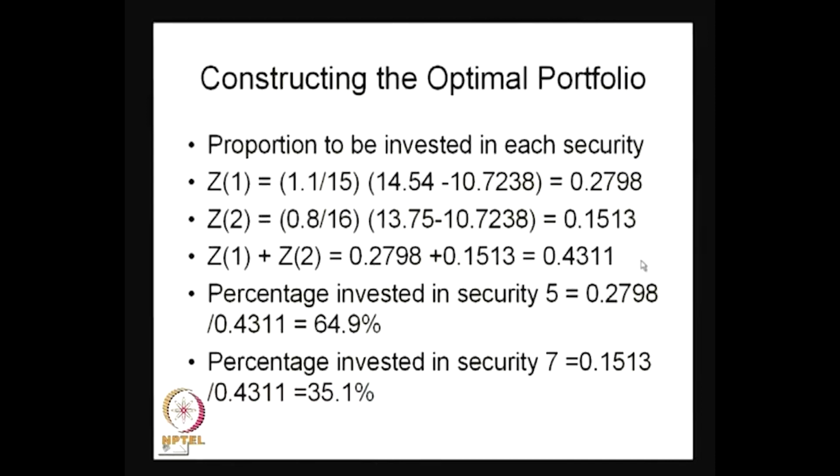Then finally, what have we concluded? For security 5 you should allocate 64.9% of funds, and for security 7 you should allocate 35.1% of funds. Like that, the total fund allocation can be made. Here, if you observe one thing, Sharpe's theory has given a complete answer for the optimal portfolio selection model, which Markowitz's theory could not give, because Markowitz's theory explained how many assets or securities should be taken into consideration to make the optimal portfolio.